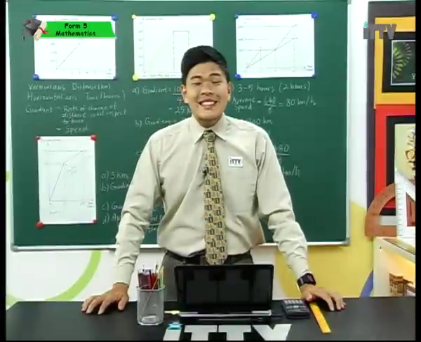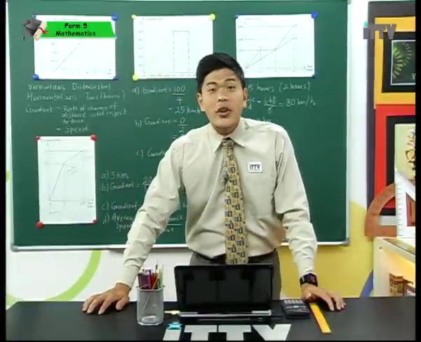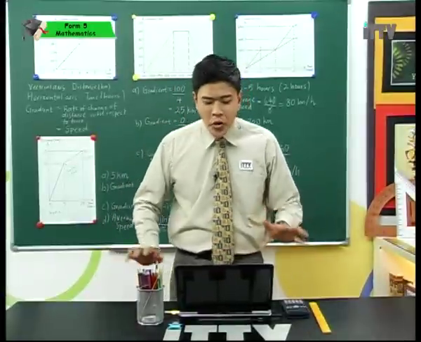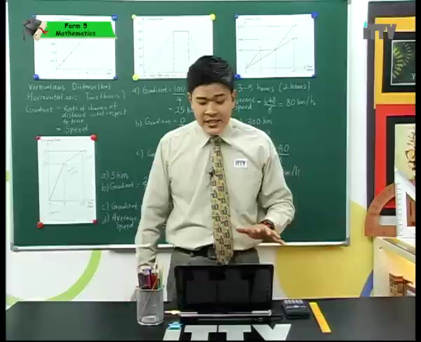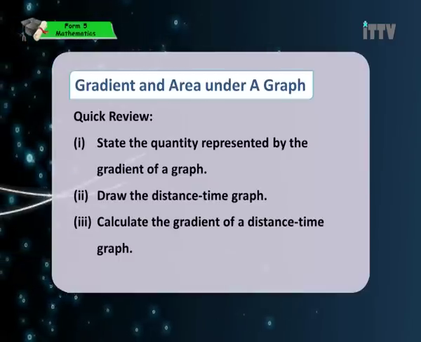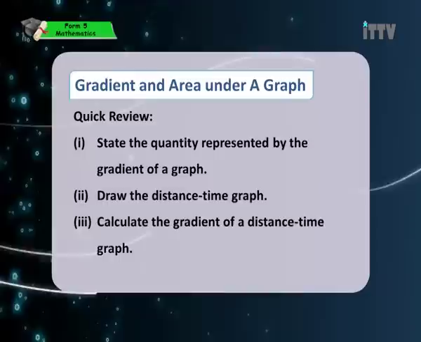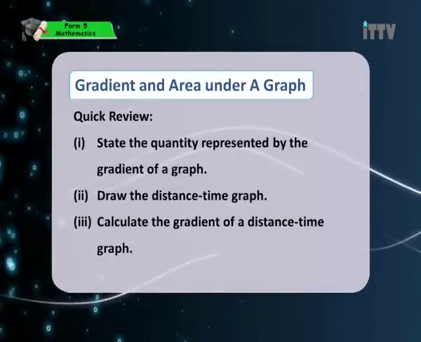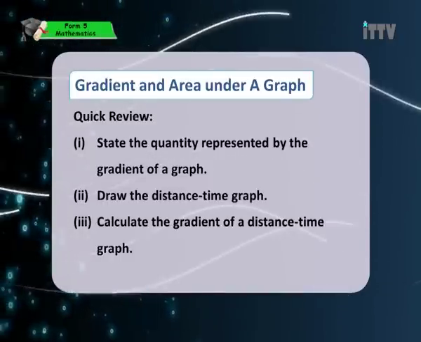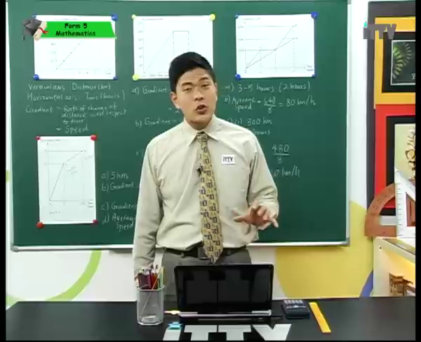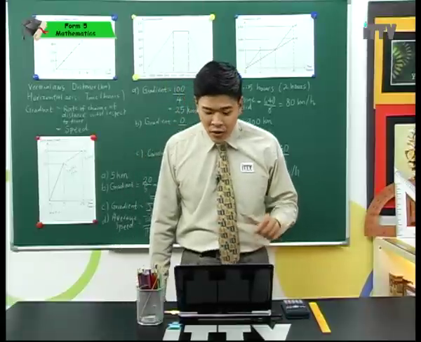So alright guys, let's come to a quick review of what we have learned in this lesson. A few important points to note. Firstly, state the quantity represented by the gradient of a graph. That is what we learned in the very first part. Secondly, draw the distance time graph. We have also learned how to identify a distance time graph.